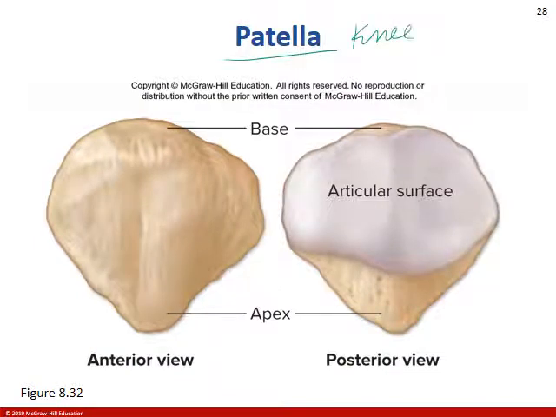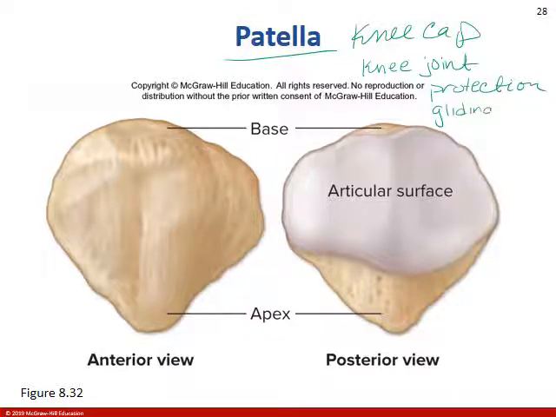Patella, this is our kneecap. This is going to sit anterior to the knee joint. It's going to act as protection, and it's also going to help kind of with a gliding of the tendon. And the tendon I'm talking about is the tendon from the quads, those muscles that we'll talk about when we get to the next unit.